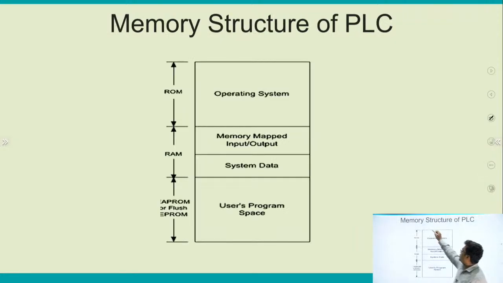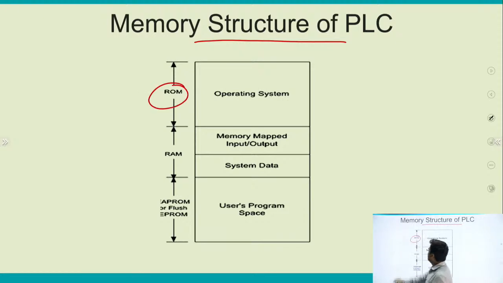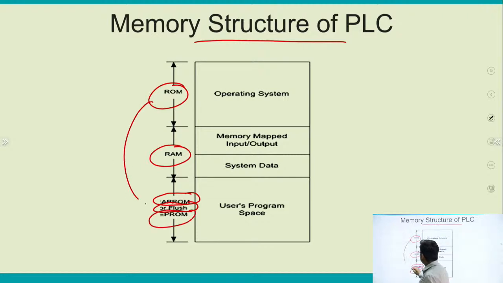Now come to the next topic, the memory structure of the PLC system. Like all computer systems, it has three parts. One is ROM, known as read only memory. Another is RAM, random access memory. Another is EEPROM or flash type memory. So there are basically two non-volatile types: ROM and EEPROM.